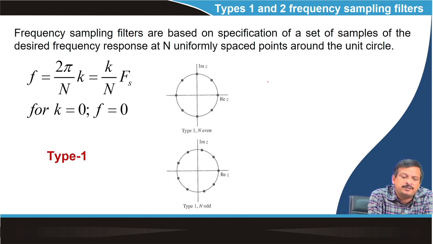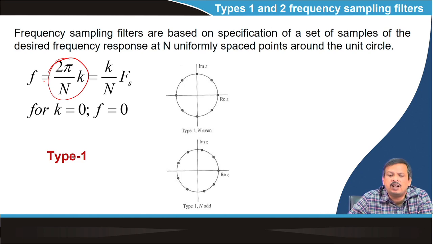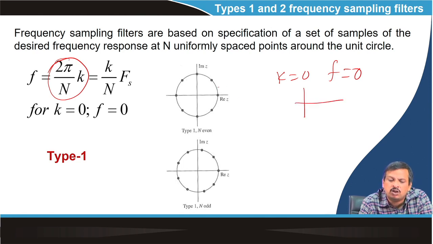I sample it. So, f is equal to 2 pi by n into k. Now, if k is equal to 0, then f is also equal to 0. So, I start from 0. This is the unit circle. I take the sample at the 0th location, then uniformly sample, including the start from the 0th location.